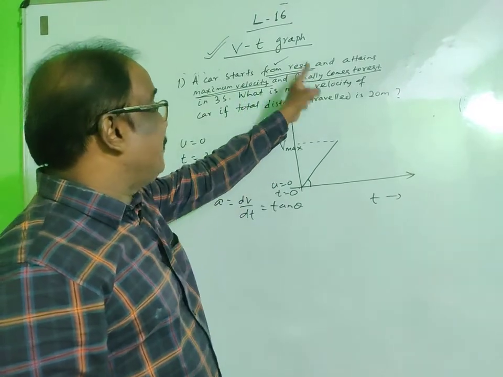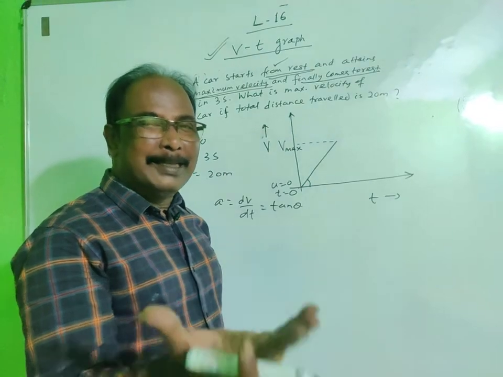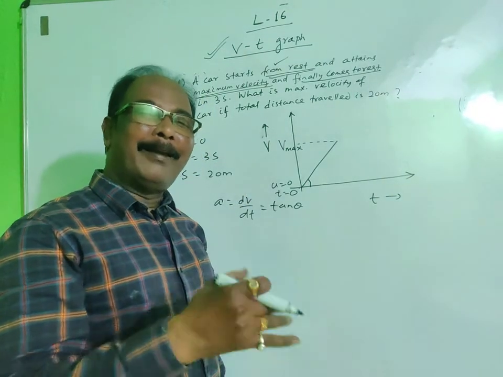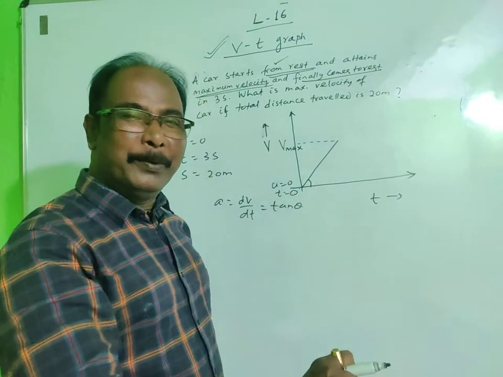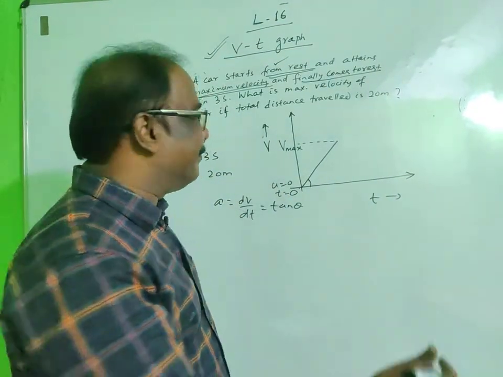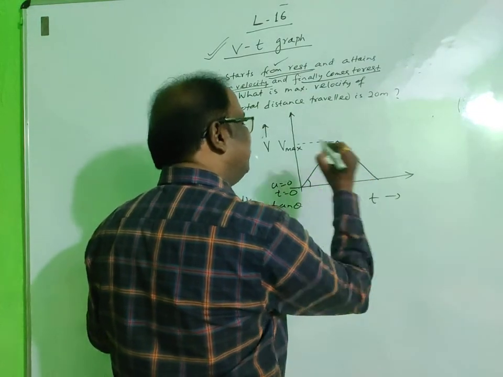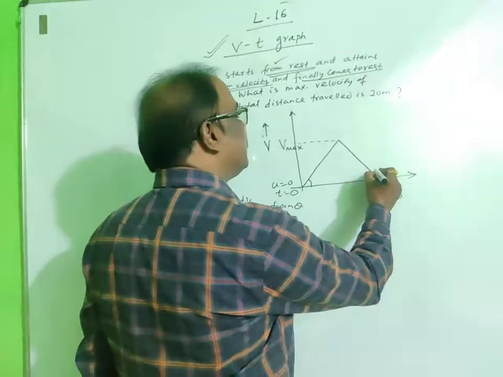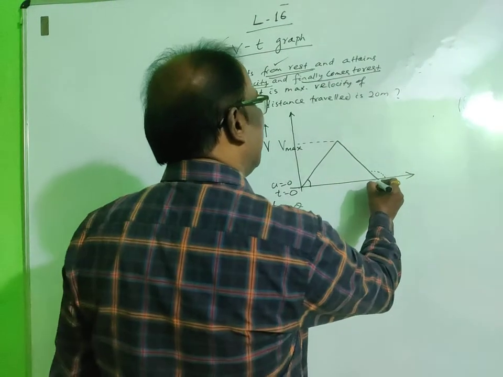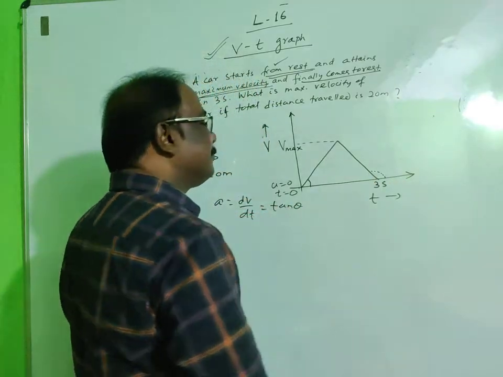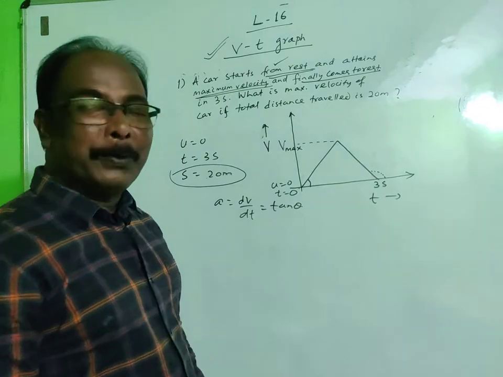Then to come to rest, motion is retarded. Again, retardation is also uniform. Acceleration uniform, retardation uniform, but slope is negative. Then it comes to rest, moving with uniform retardation. See, this slope is negative. Total time taken is 3 seconds. Total distance traveled is 20 meter.